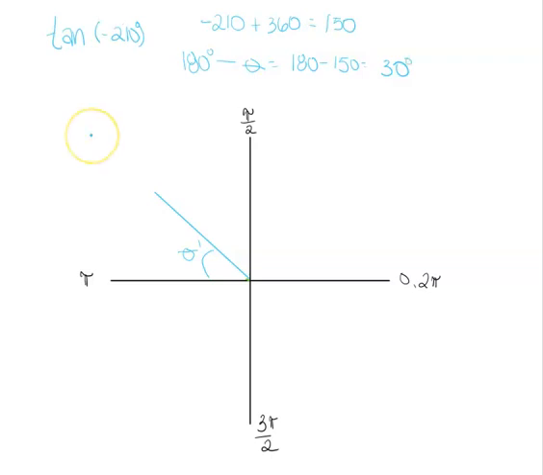Now, we are looking in the second quadrant, and so tangent is negative in the second quadrant. So taking the tangent of negative 210 degrees is the same thing as taking the negative tangent of 30 degrees. And we know that the tangent of 30 is the square root of 3 over 3, and we're going to take the negative of that because we're taking the negative tangent. So the tangent of negative 210 degrees is negative square root of 3 over 3. And we found that by using coterminal angles and reference angles.